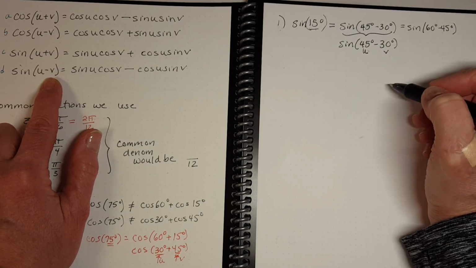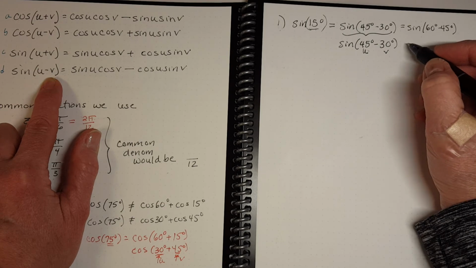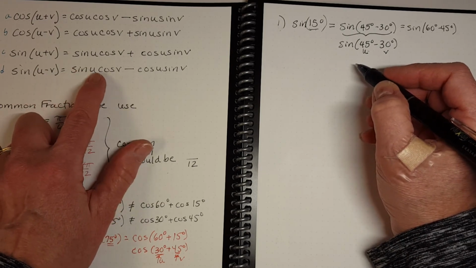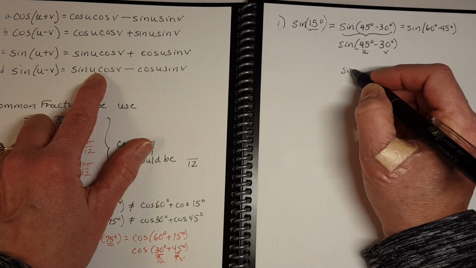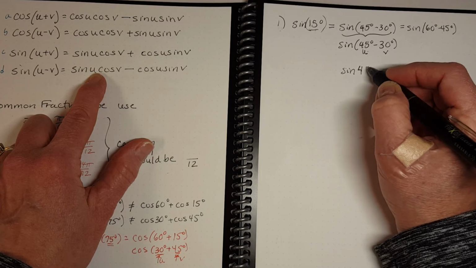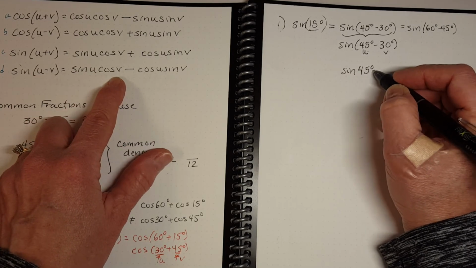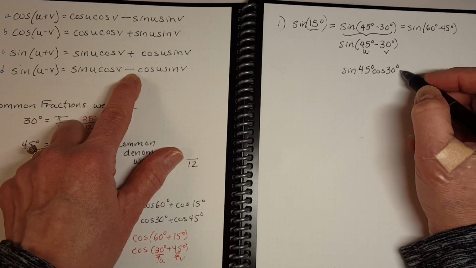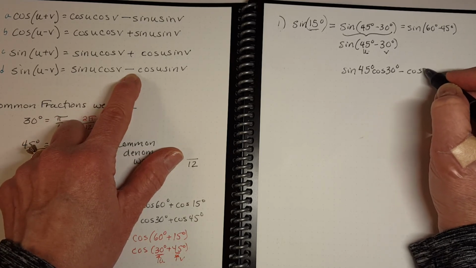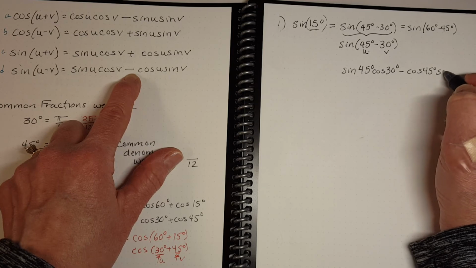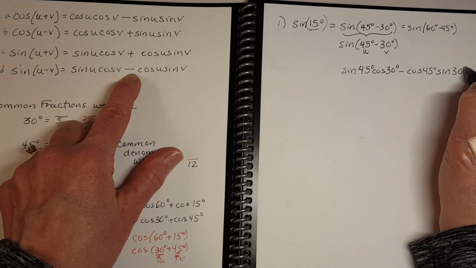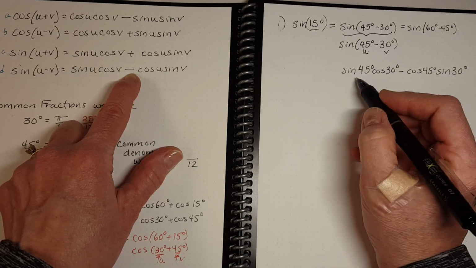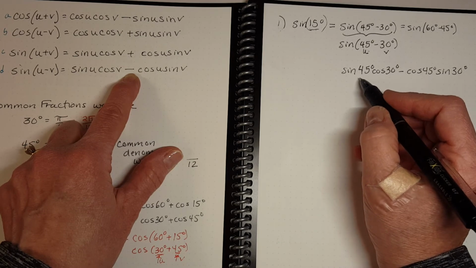And so when I plug into my formula, it's going to be sine of u. I'm just going to plug into the formula: sine of 45 degrees, cosine of 30 degrees, minus cosine of 45 degrees, sine of 30 degrees. And that's how you use these formulas. And then we go based on our memory of the unit circle.